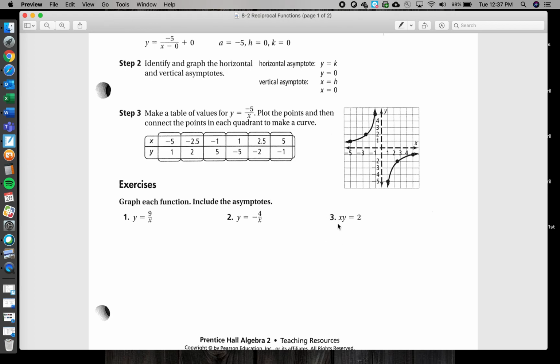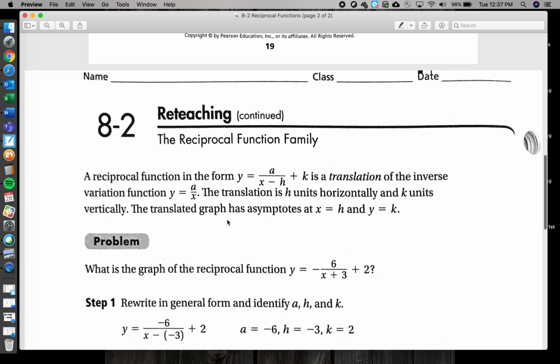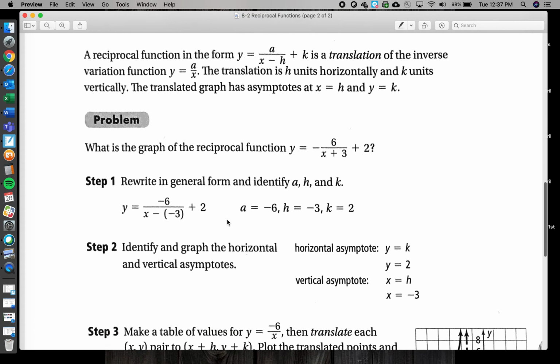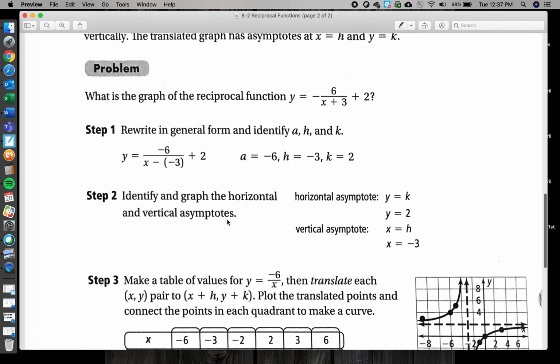Keep in mind in number 3, you just need to get it to look like numbers 1 and 2 before you graph it. You have to divide both sides by x first. Okay. Then if we take a look at the back side, the only difference from those first 3 problems is that they didn't give you any horizontal or vertical shifts. The difference on the back side is that they did.